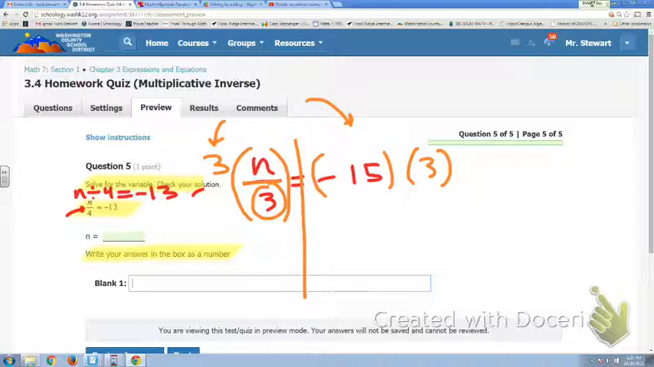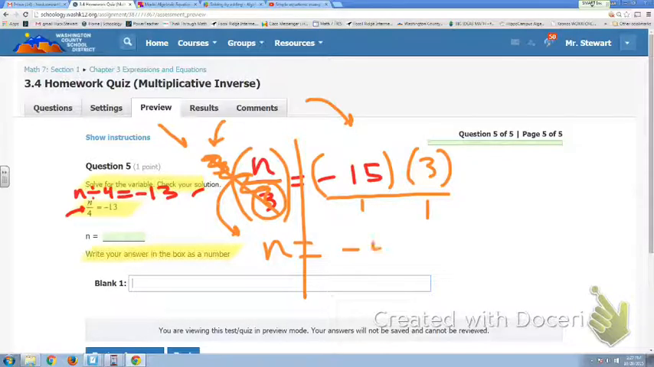Well, first of all, let me start over here on the left side. 3 divided by 3 is going to go to 1. So these go away. That goes to 1. So I'm left with 1n, which is the same as just an n. So n is now isolated, and we can bring that down. Now I think, what's a negative 15 times 3? That's 15, 30, 45, and a negative times a positive is always going to be a negative. So negative 45. This is my solution.